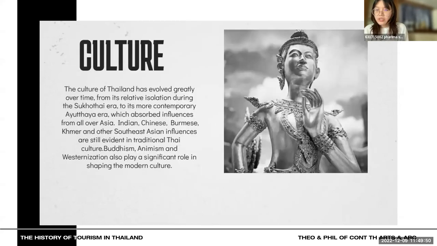Next is culture. Culture in Thailand is quite important because it is quite unique, but mostly all over Asia, culture is quite the same. Thailand got a lot of culture from Indian, Chinese, Burmese, Khmer, and other Southeast Asian influences, still evident in traditional Thai culture. Buddhism, Animism, and Westernization also play a significant role in shaping the modern culture.